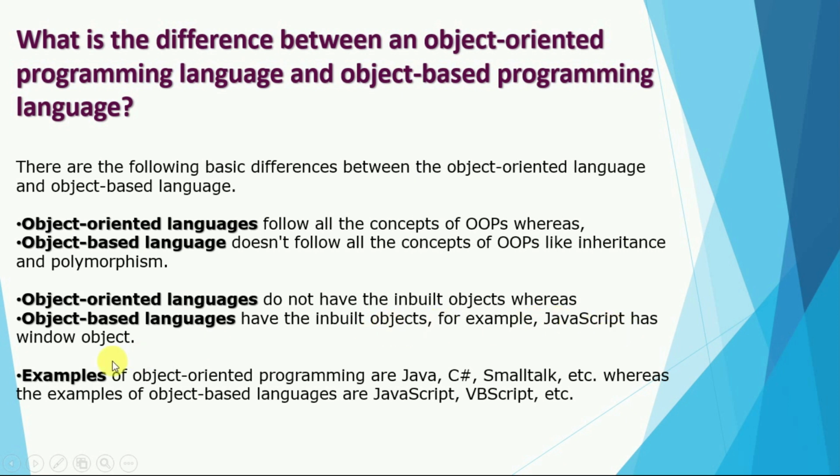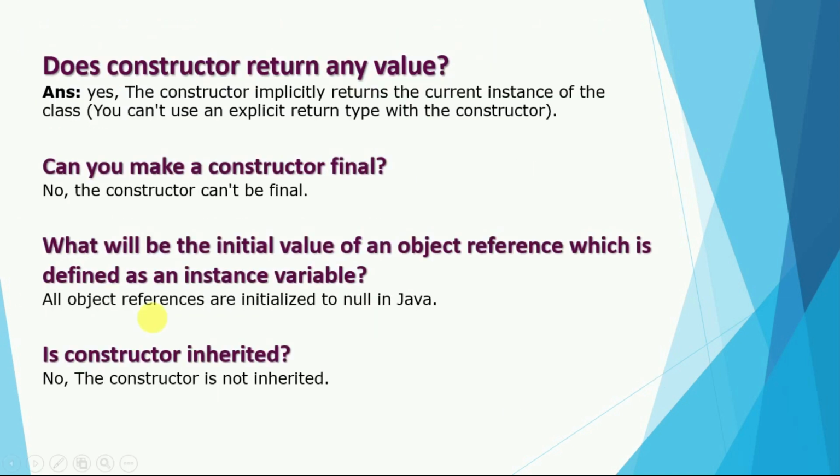For example, JavaScript has a window object, so JavaScript is an object-based language. Examples of object-oriented programming languages are Java, C#, and Smalltalk, whereas examples of object-based languages are JavaScript and VBScript. I hope you understood the difference between object-oriented and object-based programming languages.